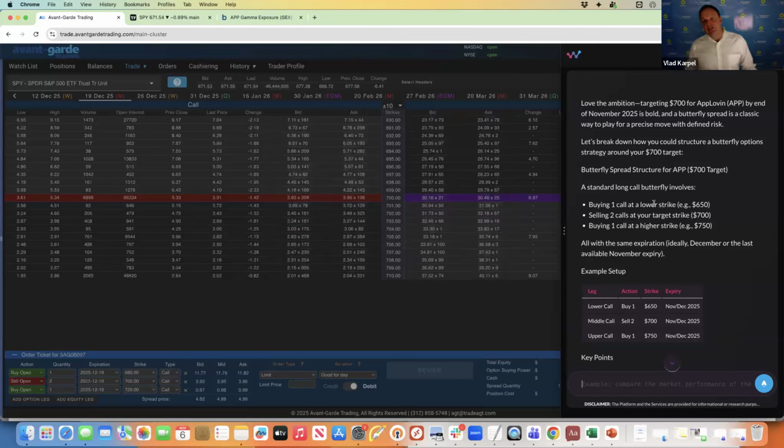Yes, so it's definitely an advanced strategy, right? You deal with three legs. These are ratio spreads, where you have one long, two short, one long. If you don't understand what a spread is, I would start with a spread.